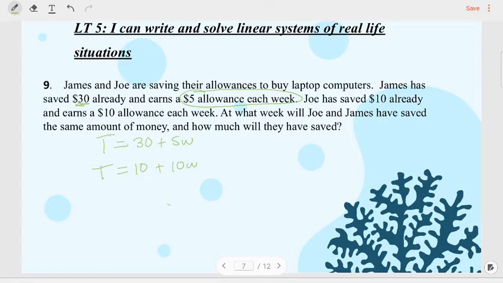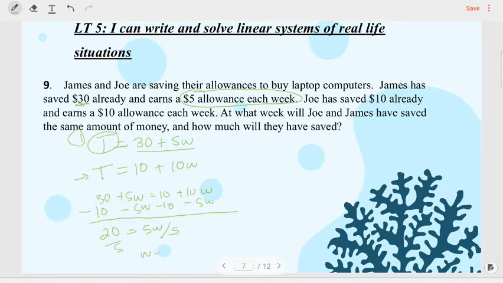Well, remember, I want to know when the totals are going to be the same. I'm going to use substitution because I have T equals. Every time I see T down here, I'm going to replace it with 30 plus 5W is equal to 10 plus 10W. Solve for W, minus 5W, minus 10. And if I simplify everything, that gives me 20 equals 5W divided by 5. W equals 4 weeks.